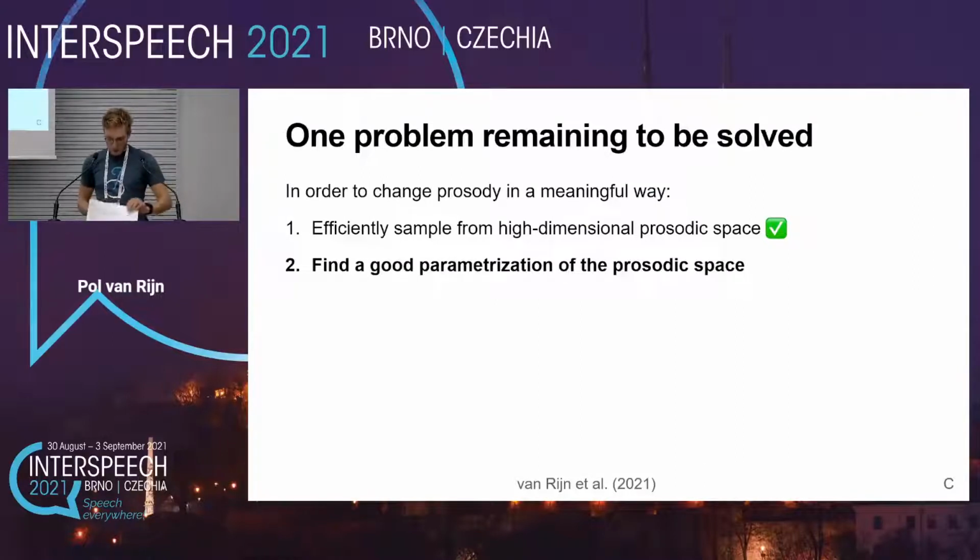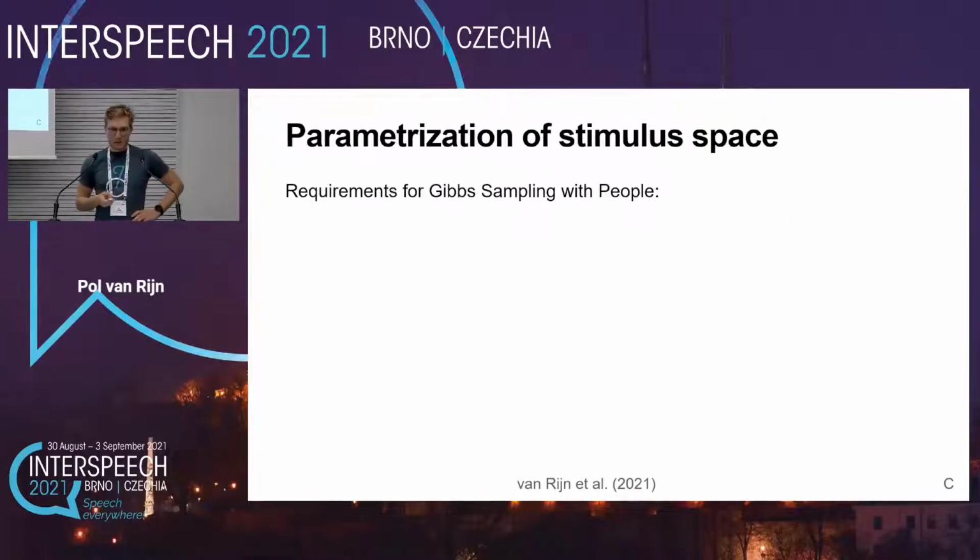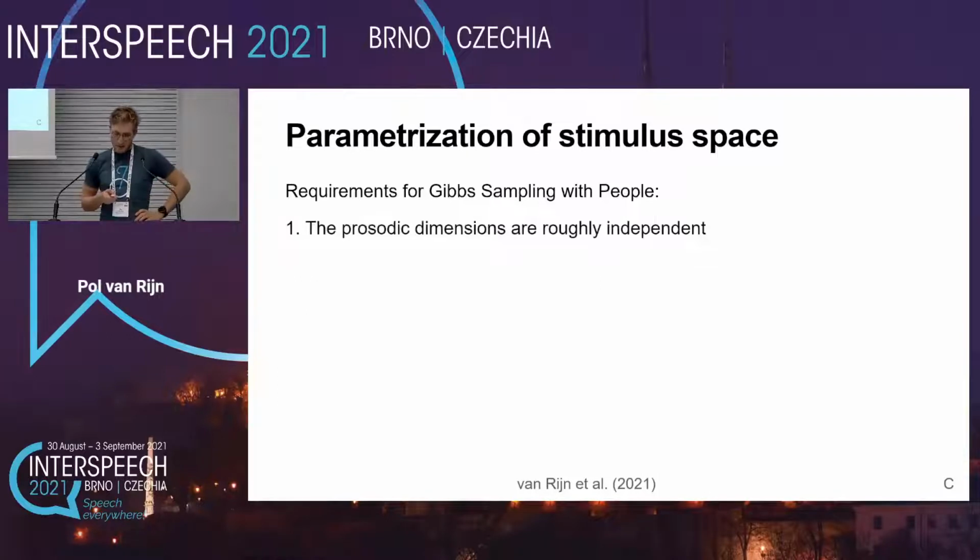Okay, so we solved the first problem, more or less, and now we need to make sure our space is compatible with Gibbs sampling with people. There are a few requirements for Gibbs sampling with people. First, we need to make sure that the dimensions are roughly independent. This means that not all prosodic dimensions apply the same prosodic manipulation. They should have distinct styles in a way.